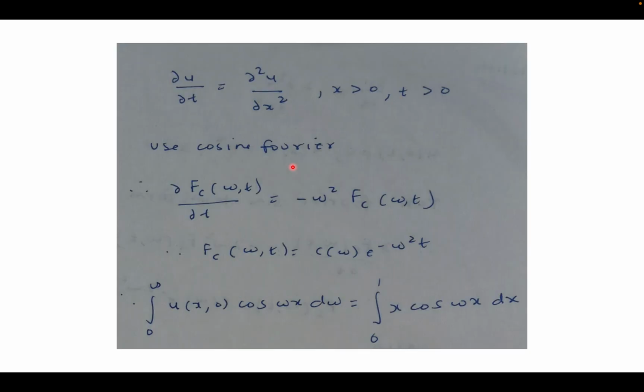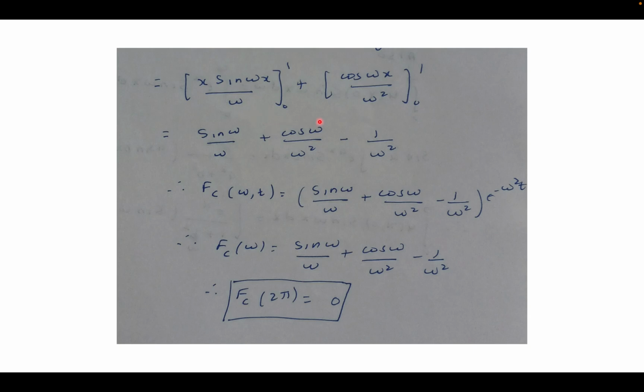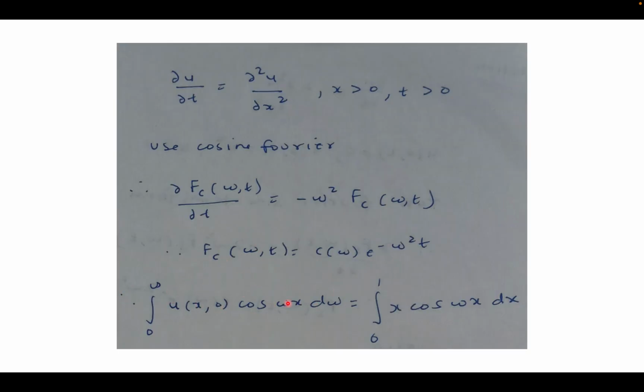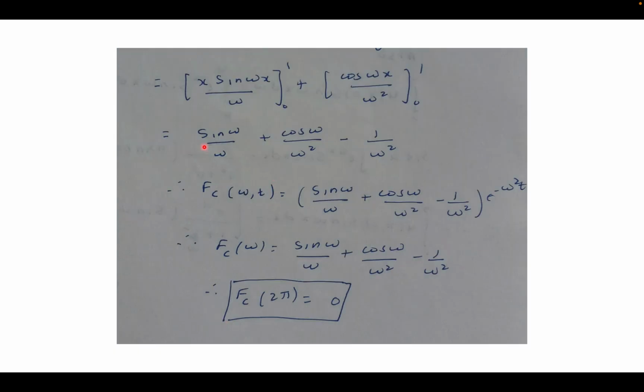Therefore, if I solve this integration of x cos omega x dx again by parts and putting the limit from 0 to 1, I will get sin omega upon omega plus cos omega upon omega square minus 1 upon omega square, right? And therefore fc omega t is nothing but sin omega upon omega plus cos omega upon omega square minus 1 upon omega square, times e power minus omega square t. Why? Because this value, as I told you, is nothing but c of omega, and c of omega can be represented as sin omega upon omega plus cos omega upon omega square minus 1 upon omega square, right?